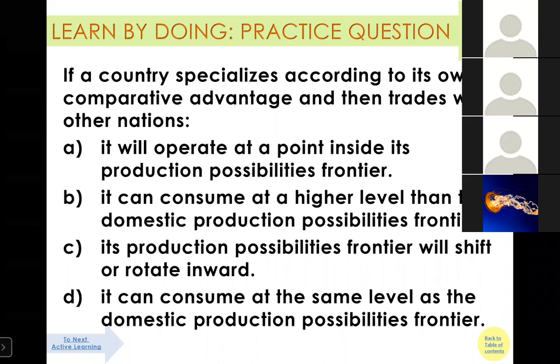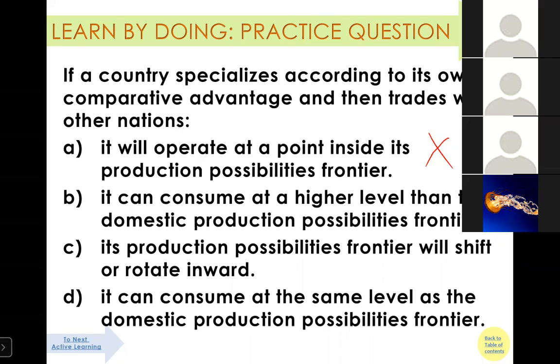Now, one more practice question. If a country specializes according to its own comparative advantage and then trades with other nations, let's go one by one. A, it will operate at a point inside its production possibility frontier. This is not trade, right? So actually they are going to operate outside. That's the point of trade. B, it can consume at a higher level than the domestic production possibility frontier.